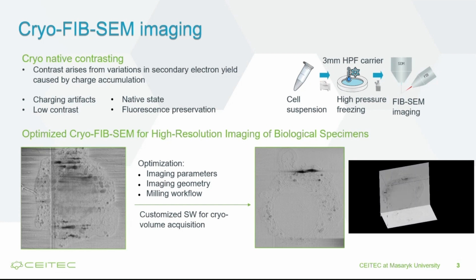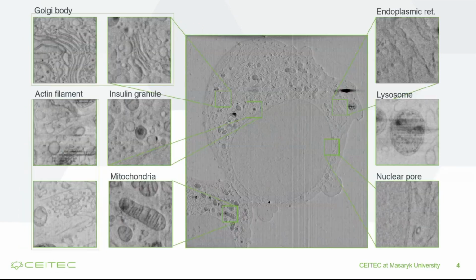So this is one slice of the collected volume. You can see all the ultrastructure. Our model organism is the insulin cell, so you can see insulin granules. Also, this Golgi body on the upper left is especially beautiful. And although actin filaments are visible, mitochondria, and nuclear pores are very well defined.